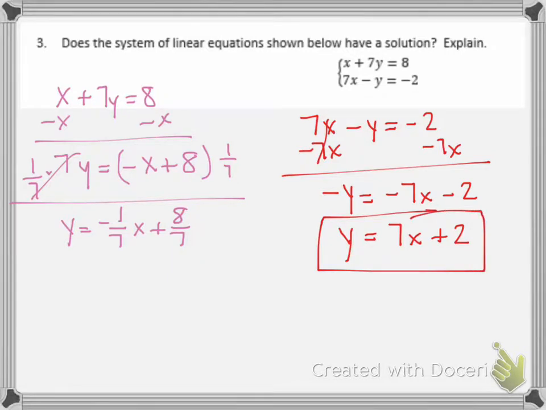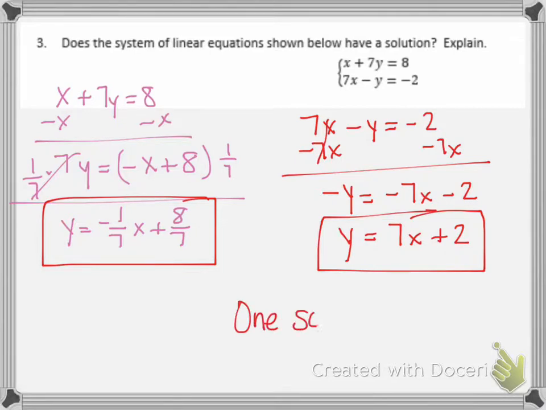Y equals 7x plus 2. Y equals negative 1/7 x plus 8/7. Different slopes, different y-intercepts. They will cross. There is one solution for this system.